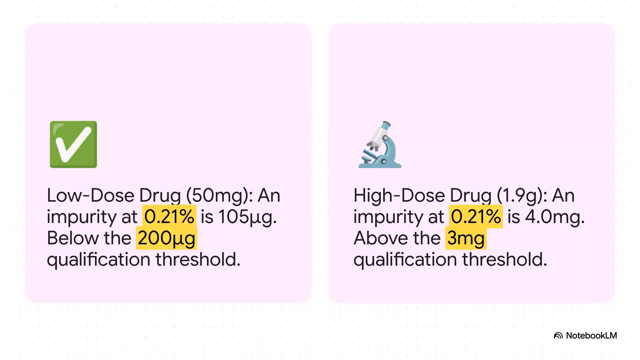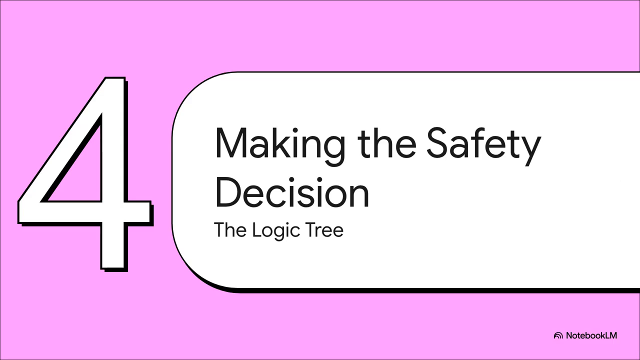Let's make this super real for a second. Look at this example. An impurity is found at 0.18% in 2 different drugs. For the low-dose drug, that's a tiny amount, just 90 micrograms, which is safely below its qualification threshold. No problem. But for the high-dose drug, that same 0.18% is 3.4 milligrams. That's a much larger absolute amount, and it's above its threshold. So what's the result? Same percentage, but completely different actions are required. Dose is everything.